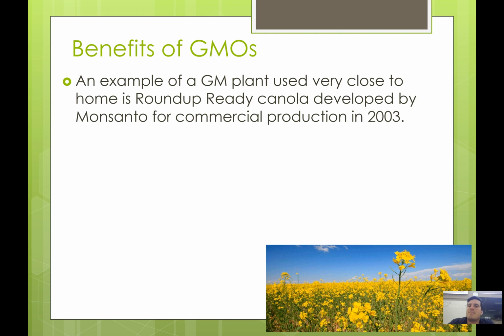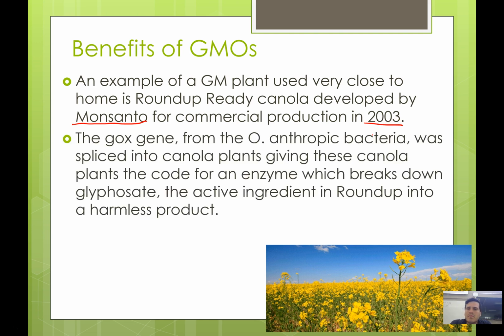So let's talk about an example of a genetically modified plant used very close to home, which is called Roundup Ready canola, okay? For example, I know near Horsham they grow lots and lots of canola, and also towards the other side of Hamilton, also lots and lots of canola, and a lot of the canola nowadays is this Roundup Ready canola. And Roundup Ready canola was developed by that company Monsanto, big evil guys, and it was available for commercial production all the way back in 2003, so quite a while ago. So what they did is took this GOX gene from the bacteria O.